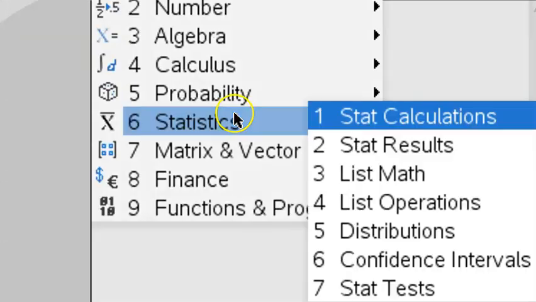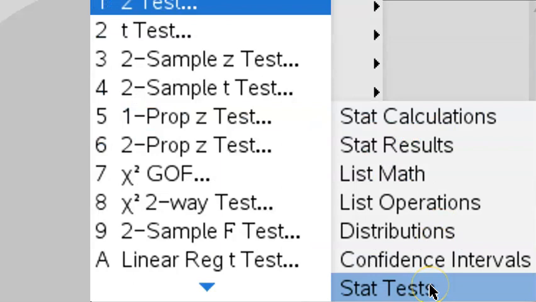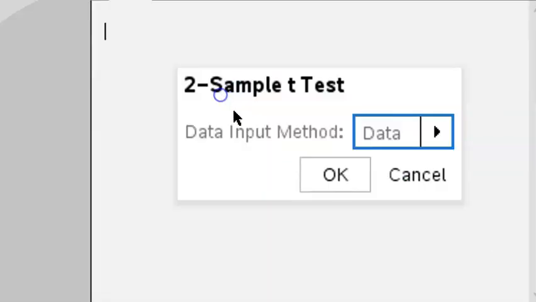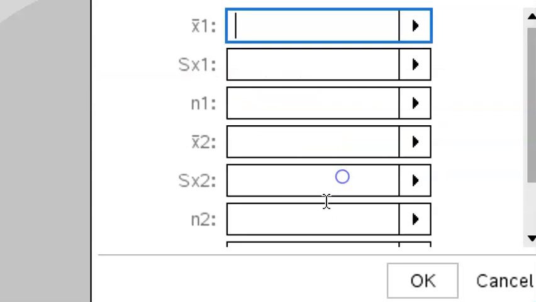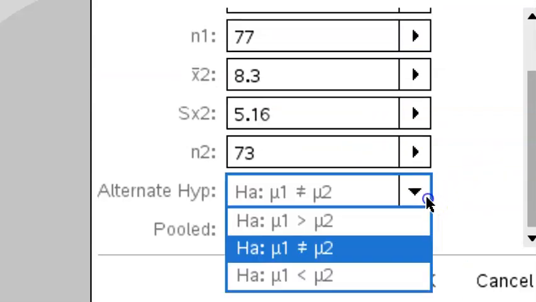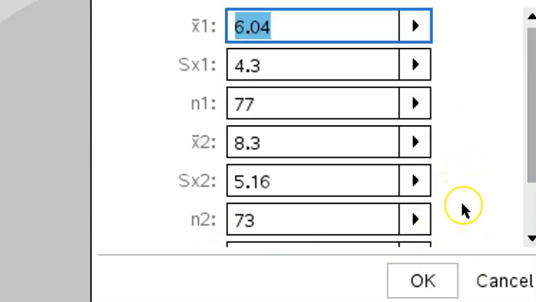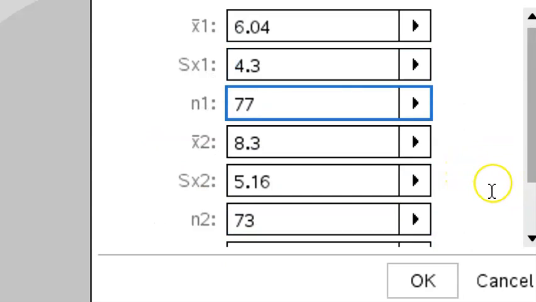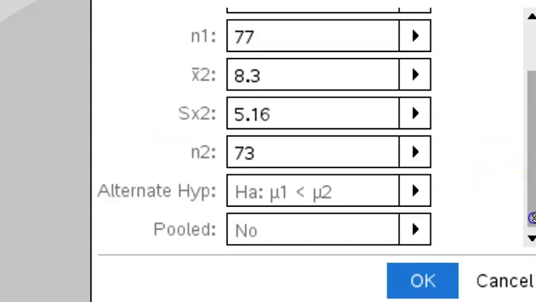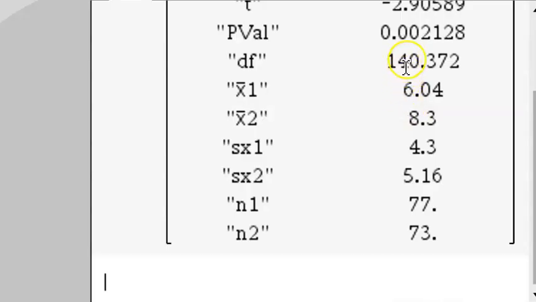So, menu statistics, perform the stat test, and again, this is a two-sample t-test. We have the stats. All right, there we go. Again, we're doing that the first mean is smaller than the second mean, and we do not know that these come from the same population. As a matter of fact, we're almost certain that they don't. We're testing to see if the difference is 0, but we know for a fact that they don't come from the same population. So we would not pool this data.